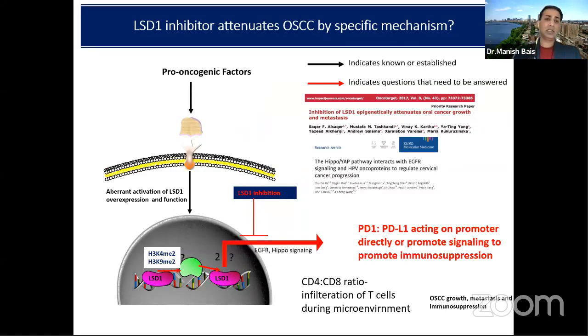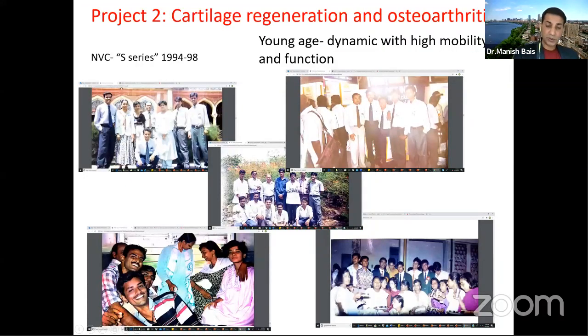So we came up with the specific mechanisms, such as pro-oncogenic factors. They lead to aberrant activation of signaling pathways, and the substrate is histone H3K4me2, dimethylation. We found that LST1 controls all these signaling pathways related to cancer, mostly in oral cancer, like EGFR and the Hippo signaling pathway. If we inhibit this, we can inhibit the signaling and inhibit cancer progression. So again, now starting back to the second project.